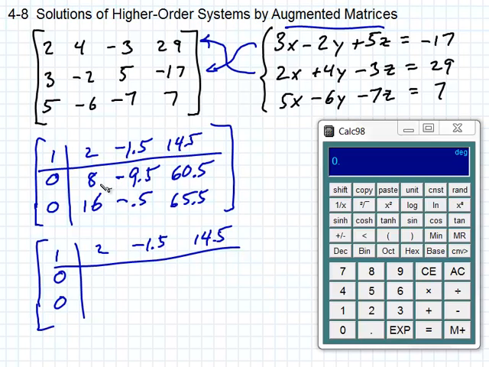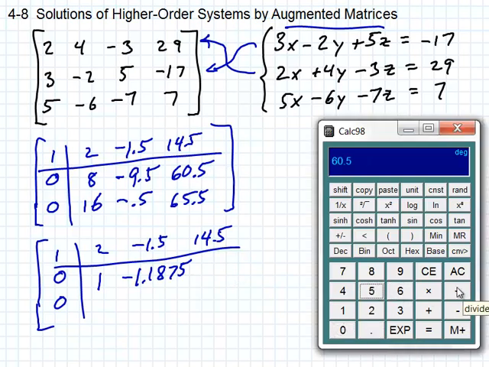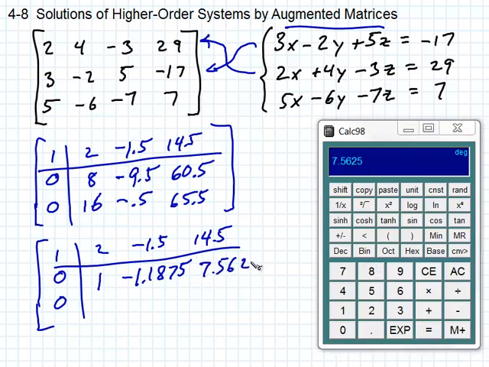And the next thing I'm going to do is divide this row through by 8. So 8 divided by 8 is 1, minus 9.5, so 9.5, change the sign, divided by 8 is minus 1.1875. And then 60.5 divided by 8 is 7.5625. These are getting longer, but they're still fairly finite terminating decimals. So I'll write them all down.